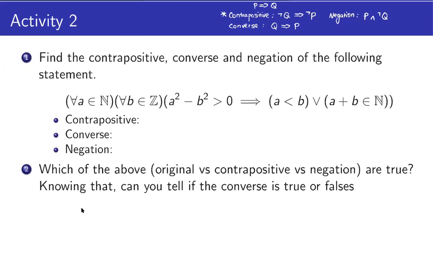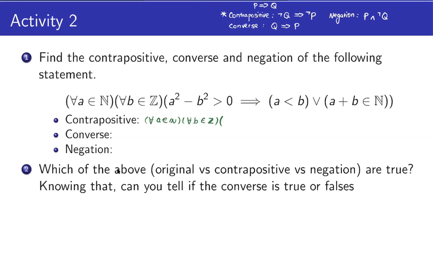Okay, let's look at the first one. What is the contrapositive of this statement? So recall that contrapositive is not Q implies not P. So we have for all A in natural number, for all B in integer, and we have not Q. This is our Q.